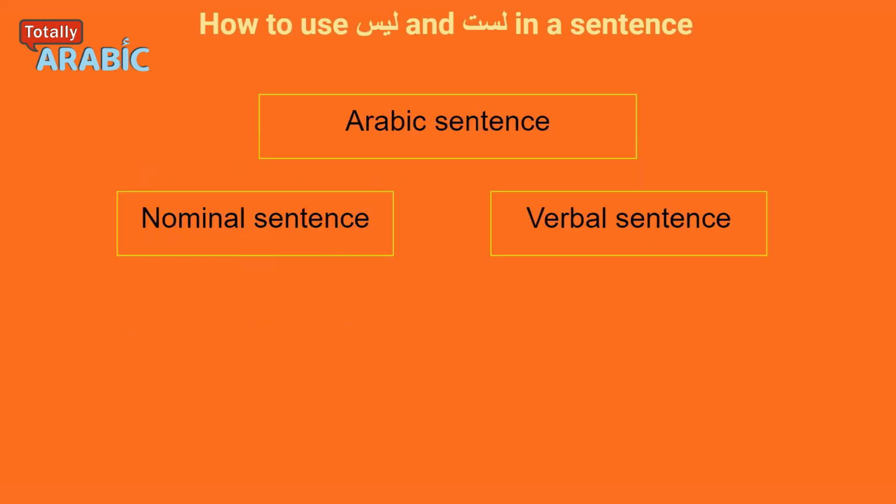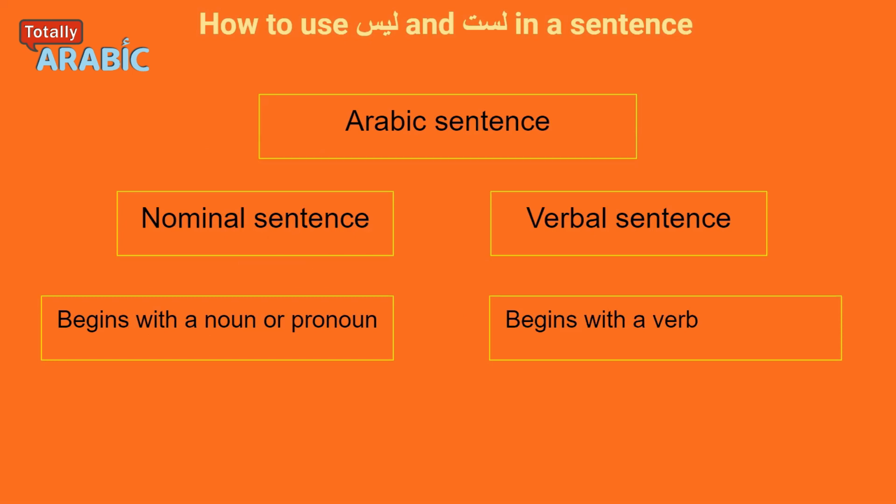So the first thing is, an Arabic sentence can be either a nominal sentence or a verbal sentence. A nominal sentence is a sentence that begins with a noun or a pronoun. And the verbal sentence is a sentence that begins with a verb.